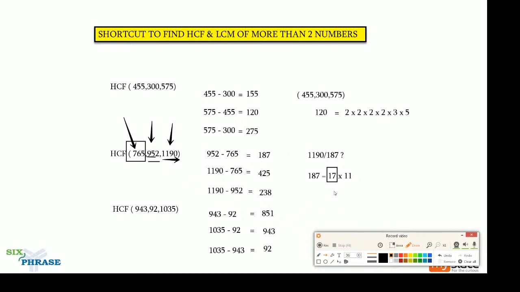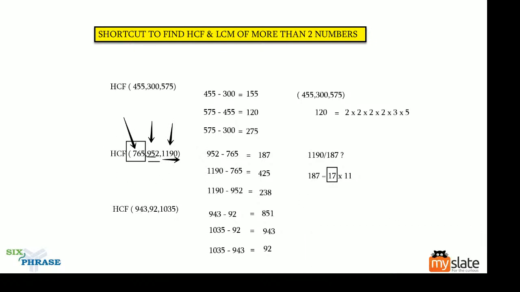So you can see all these numbers are divisible by 17. So what is the HCF? You don't need to check for 11 at all, because you know 17 into 11 is not the HCF, right? You very well know 17 into 11 is not the HCF. So if 17 is dividing all these numbers, it means 17 is the HCF.